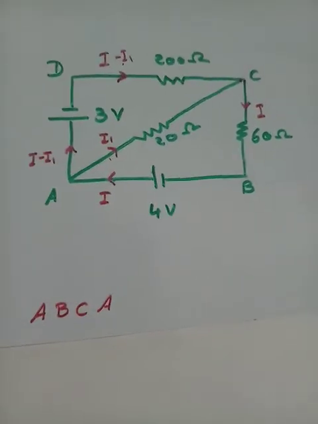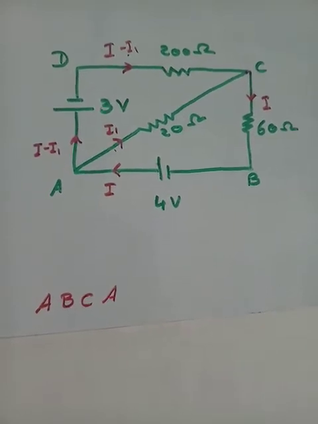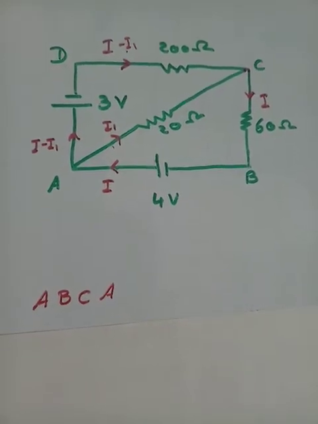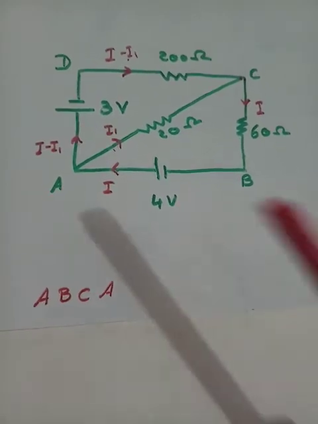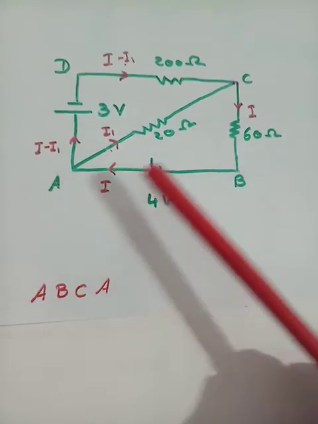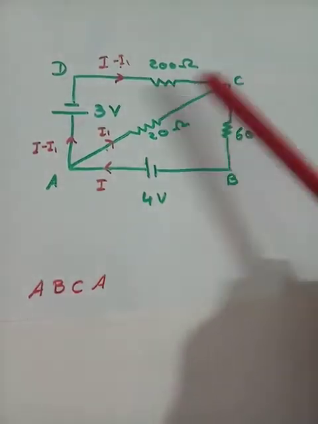Now in the question I have to select loops so that I can apply Kirchhoff's second law. The first loop I am selecting is A, B, C, A. Can you see? Starting from A, going to B, C, A. So this is loop A, B, C, A.